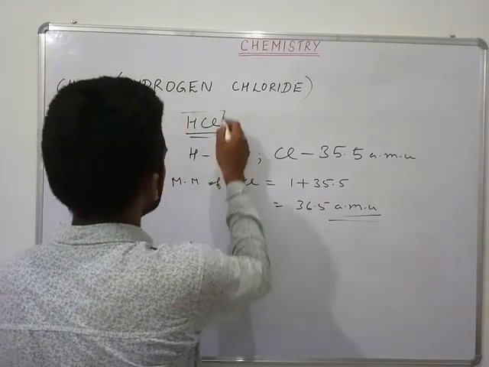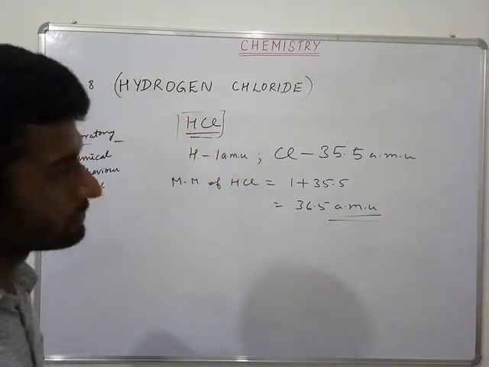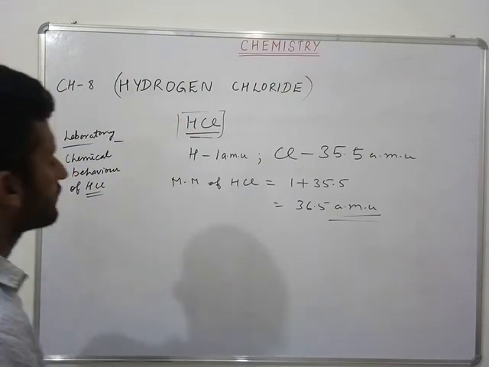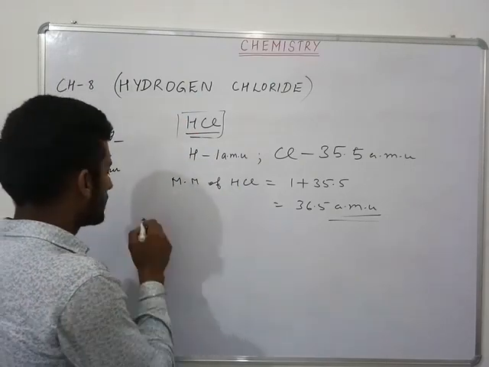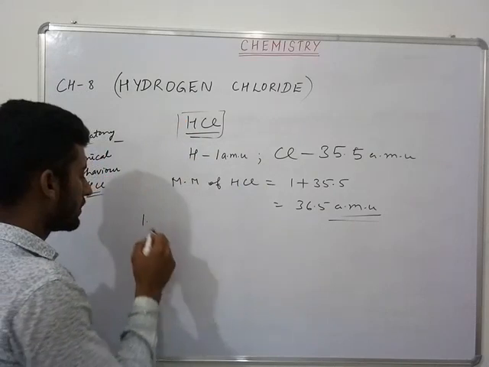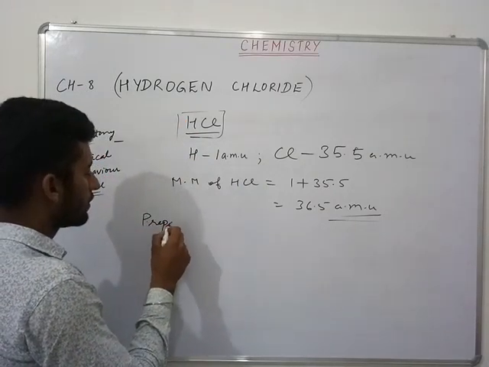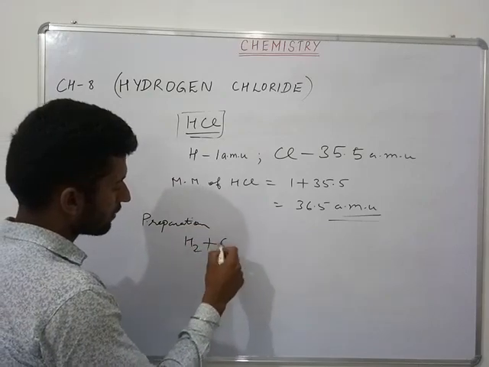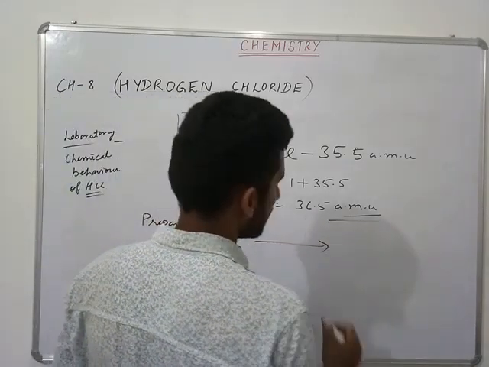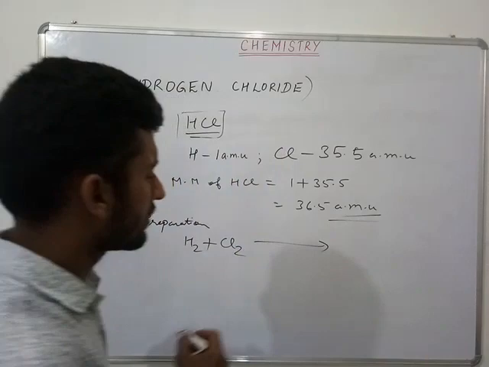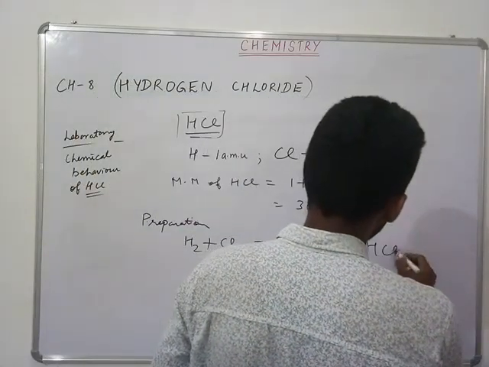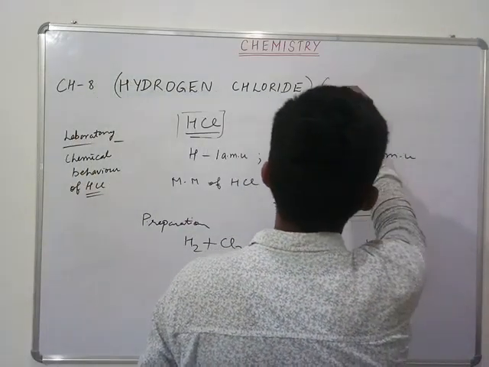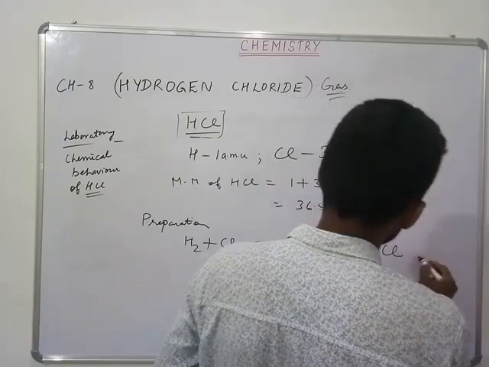HCl, as discussed, has this general formula. The first method is regarding the preparation, how it is prepared. Generally hydrogen and chlorine, when combined together in diffuse sunlight, react and there is formation of hydrogen chloride gas. HCl gas is formed.